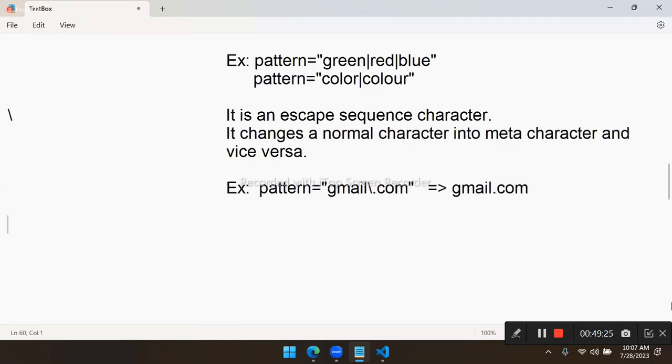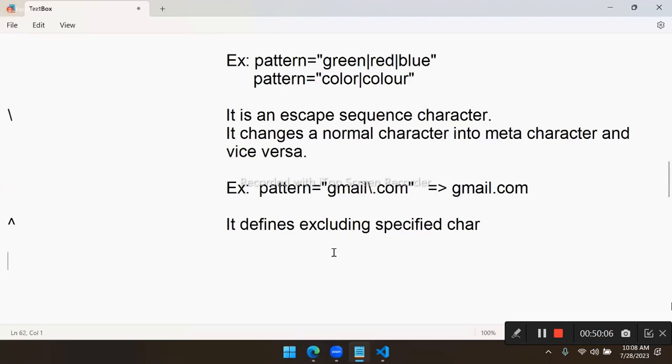Some more important things: here we have a meta character, the exponent, the caret. It defines excluding the specified character. It defines excluding the specified character. For that, we need to write an expression. Directly, it will not work. I will give you that expression.